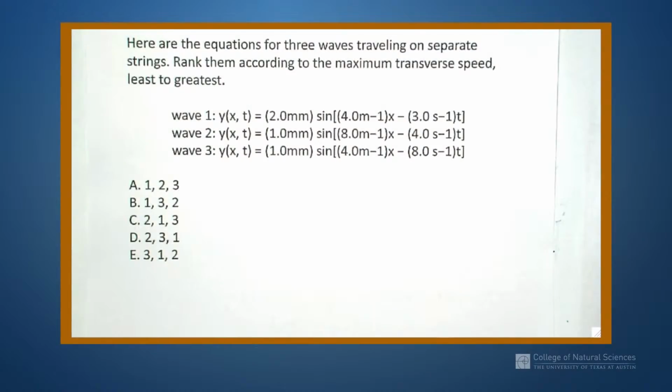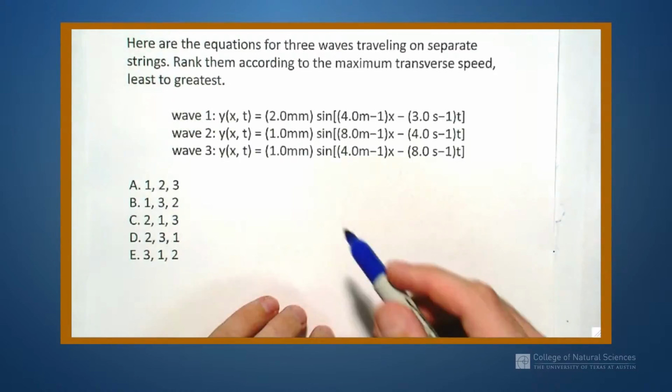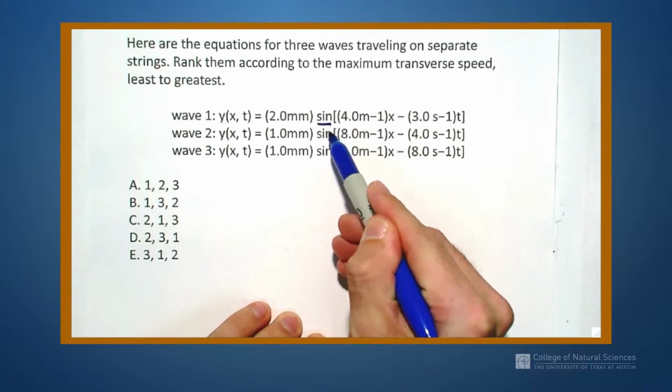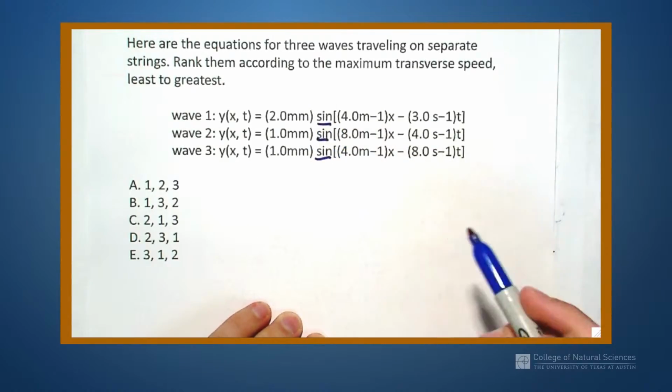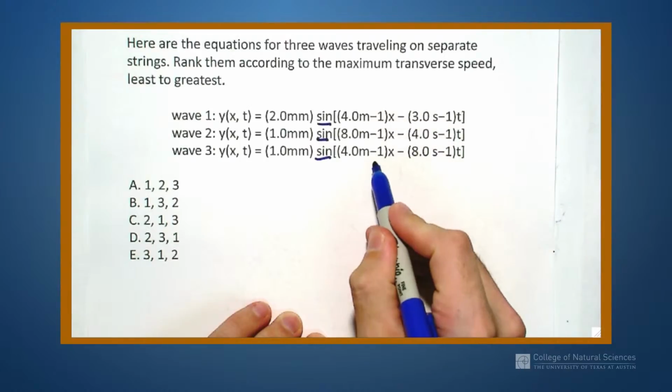So this question says that we have three equations and we want to rank them according to the maximum transverse speed from least to greatest. All right. So let's go ahead and look at these waves and see what kind of form they put it in. I can see that in each case we have a sine function, and I'm given something.